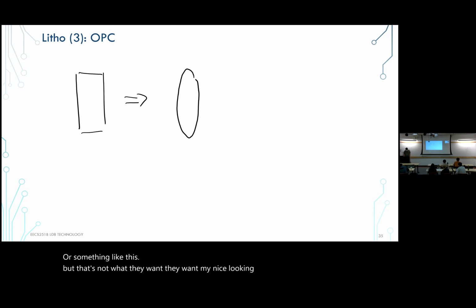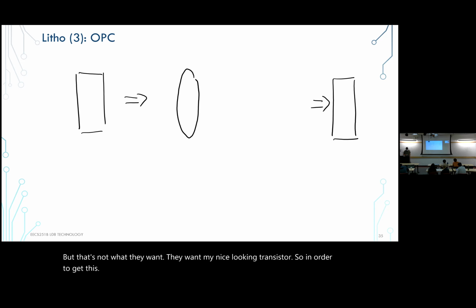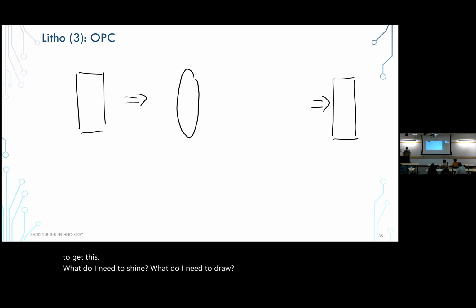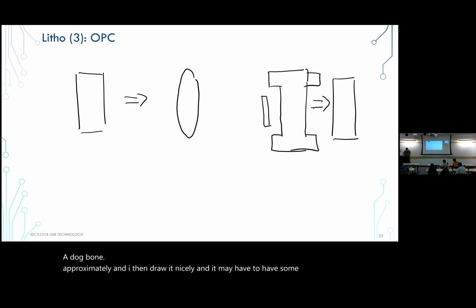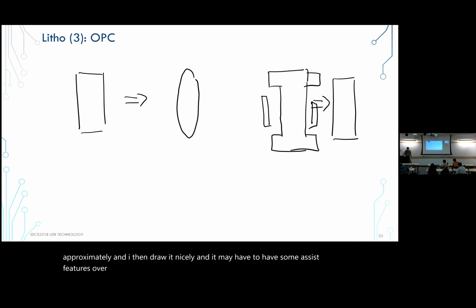So in order to get this, what do I need to shine? What do I need to draw? A dog bone, approximately, and I didn't draw it nicely. It may have to have some assist features over here and there. But they don't do that.